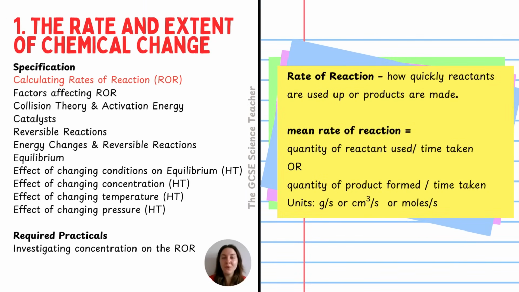Rates of reaction are how quickly reactants are used up or how quickly the products are made. We can work out the mean rate of reaction by looking at the quantity of the reactant used divided by the time taken, or the quantity of the product formed divided by the time taken. Remember, the units of rate of reaction are grams per second, centimeters cubed per second or moles per second, depending on what you're looking at.